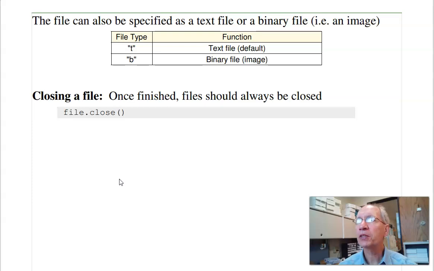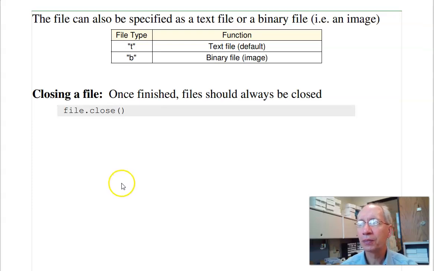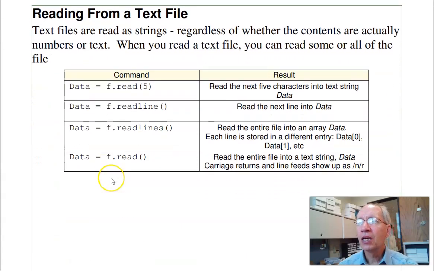Now you can also specify whether it's a text or binary file. For example, we're going to be using text files, so you can read them with Notepad. A binary file would be like an image, a JPEG. Once you're done with the file, you should close it. That's the file close. So that's kind of the idea behind files.